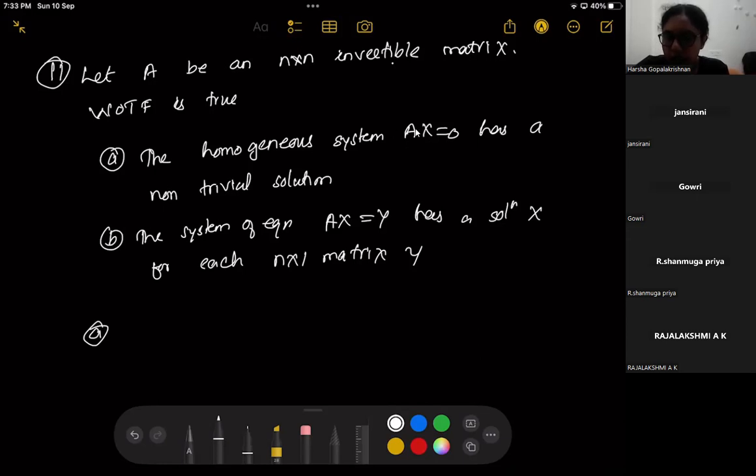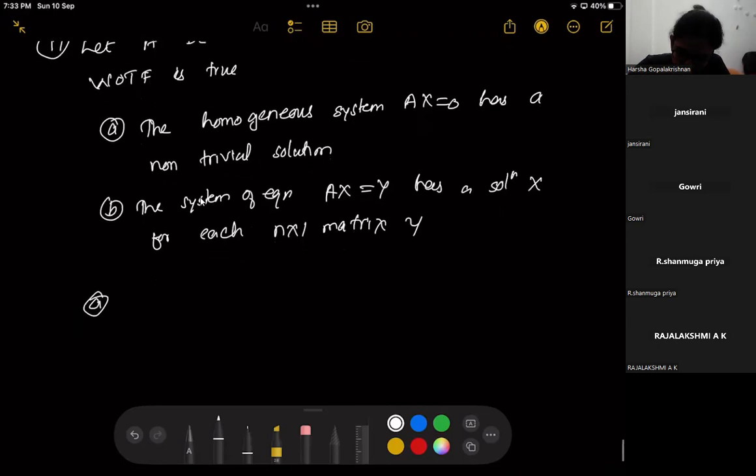Here you can see Ax equal to 0. If I am taking x as the 0 column matrix, whatever the A is, Ax equal to 0 will hold, since x equal to 0. So for any homogeneous system, the trivial solution x equal to 0 will exist. Here the question is, does there exist a non-trivial solution, meaning a non-zero solution? We can check.